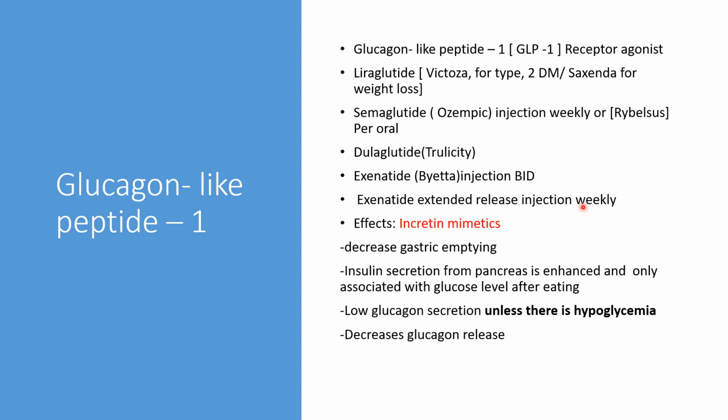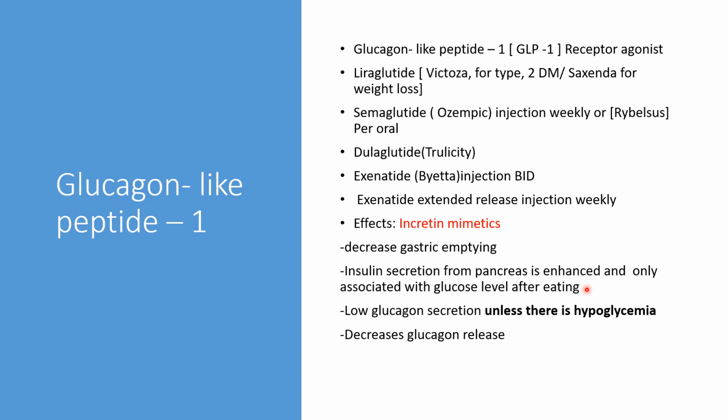I pray that I don't, but if somebody close to me would need any of the glucagon-like peptide 1 receptor agonists, the person should just go for the weekly one and then you get the shot and you are okay for a week. They are incretin mimetics, so they decrease gastric emptying, so that will reduce the rate of substances absorbed in the system, thereby reducing weight, okay? And then insulin secretion from pancreas will be enhanced and only associated with glucose level after eating. That would be secretagogue, right?